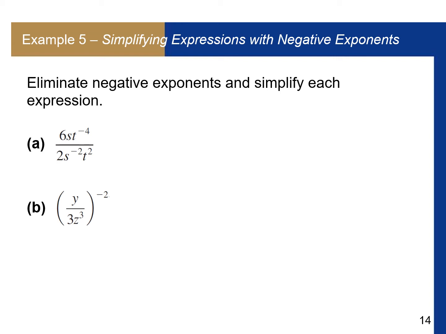Now, a lot of times people will do these different ways. Here they say eliminate the negative exponents and simplify. I think that is the easiest way to do it. So I'm going to move my t to the negative 4 to the bottom and make it t to the positive 4. And my s to the negative 2, I'll bring up from the bottom and make it s squared, and go from there to simplify.